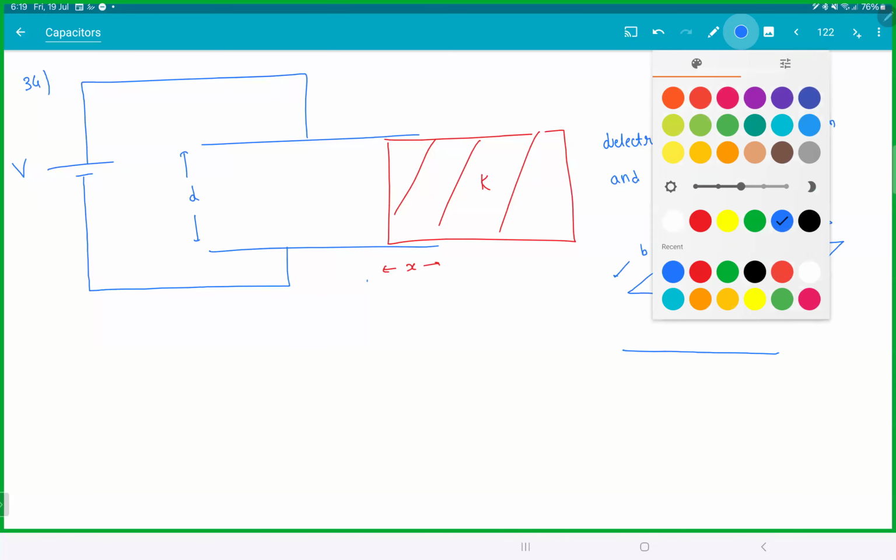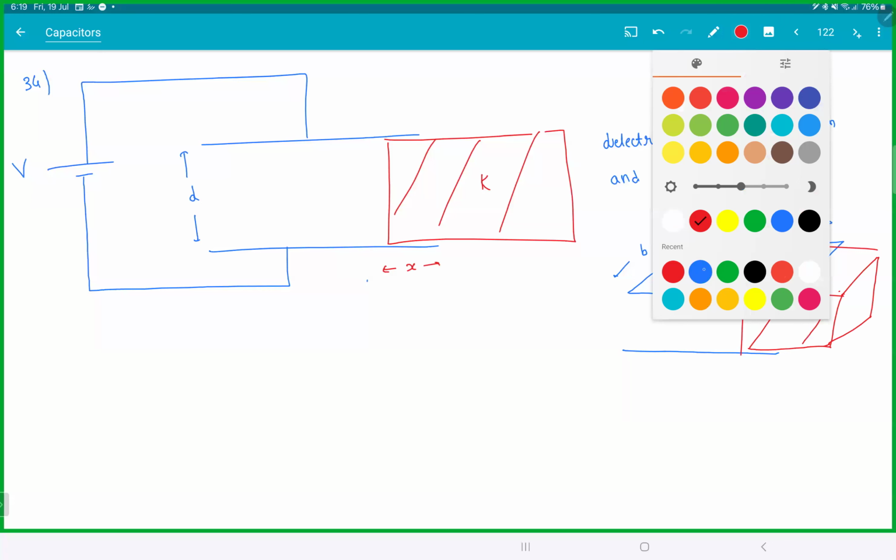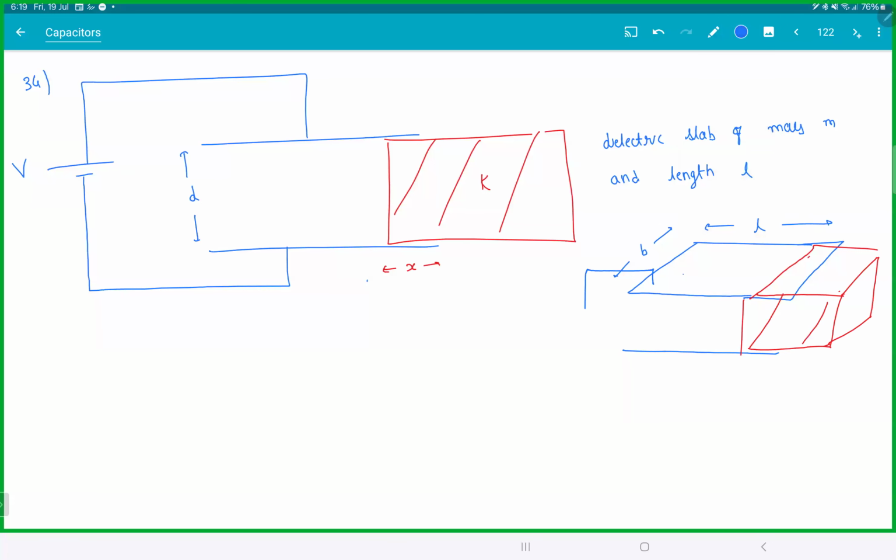Let's see if it makes any difference. This is how the view actually looks. Battery is between these two terminals. It's the same thing, I'm just drawing one more there. So it's a rectangular plate. This side is L and that side is B. Okay.